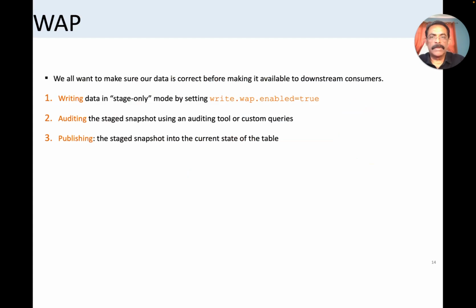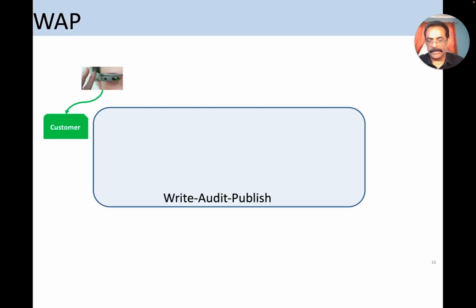So what are the steps we will do? Write data. We enable the branch, and of course we have to create the branch. Then we load the data, and then we audit it, and before publishing we are going to compact. That's what the branch implements.